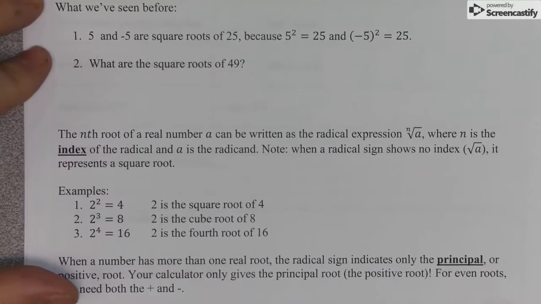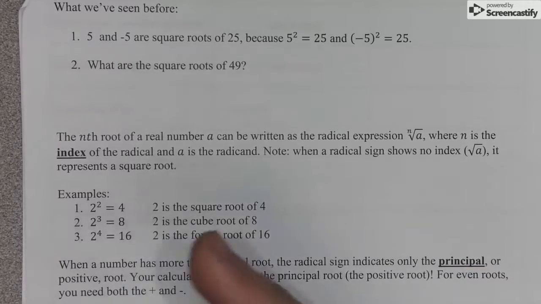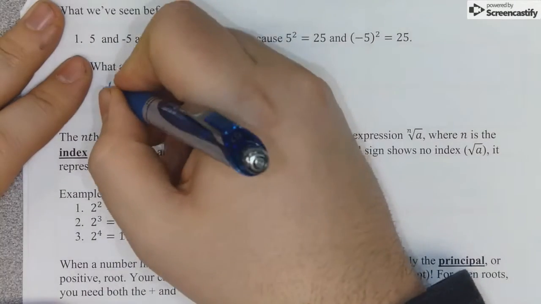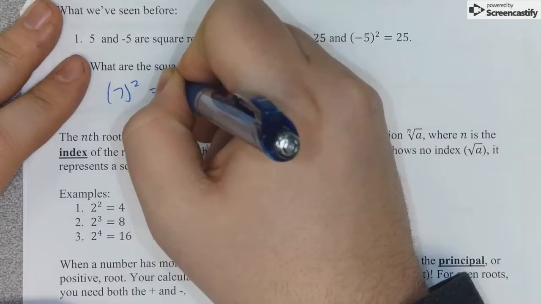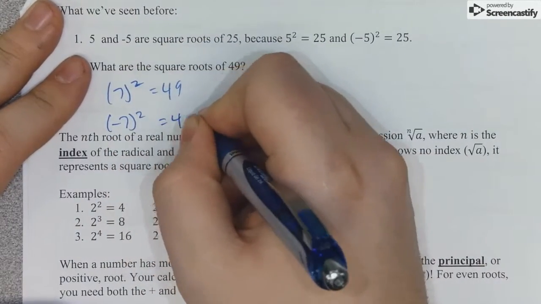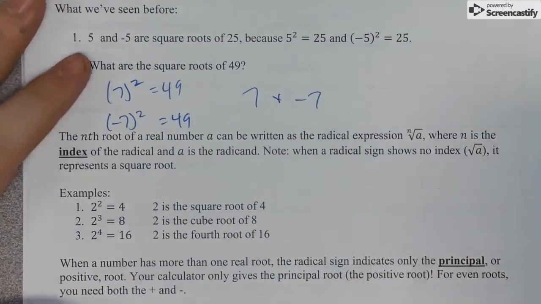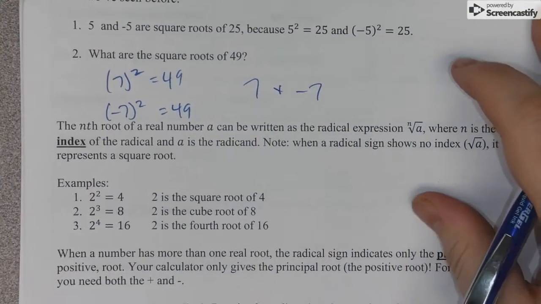So what we've seen before is that 5 and negative 5 are the square roots of 25, because 5 squared gives me 25, and negative 5 squared also gives me 25. So just quickly then, the square roots of 49, well, 7 squared gives me 49, but negative 7 squared also gives me 49. So that means 7 and negative 7 are the square roots of 49.